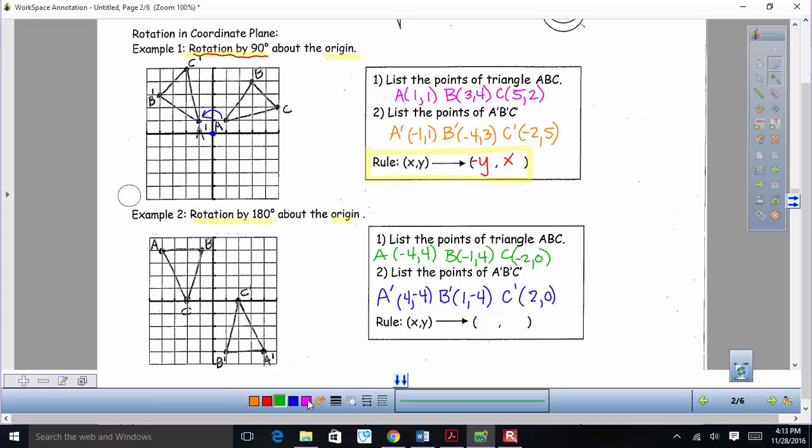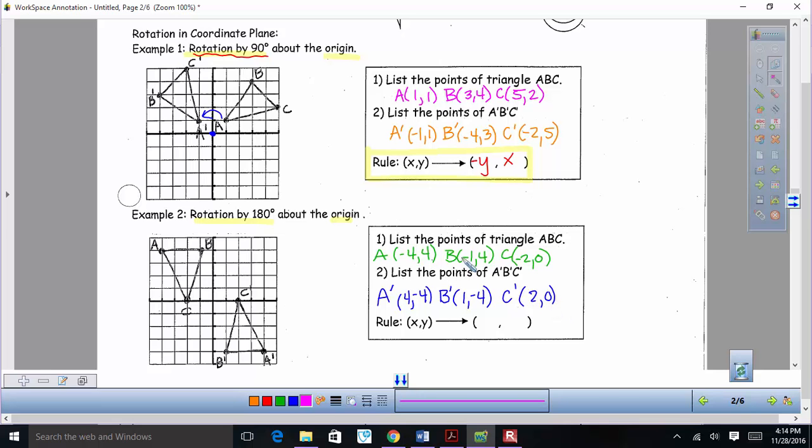Okay, so let's compare these. So we have (-4, 4). Now we have (4, -4). So those could have swapped. Let's look at B. We have -1 and 4, and 1 and -4. So these didn't swap. So it's not that they swapped, but I went from a -1 to a +1, and I went from +4 to -4. That changed there too. Let's look at this last one. So I went -2, 0 to +2, 0.